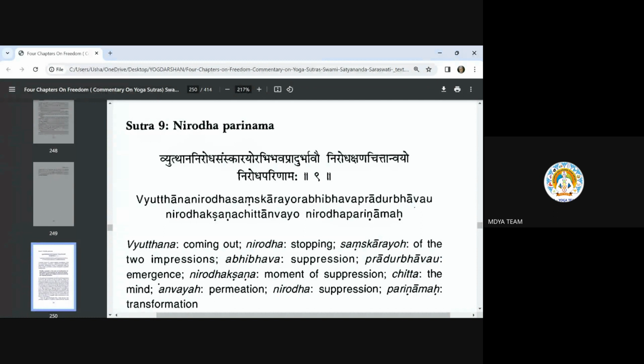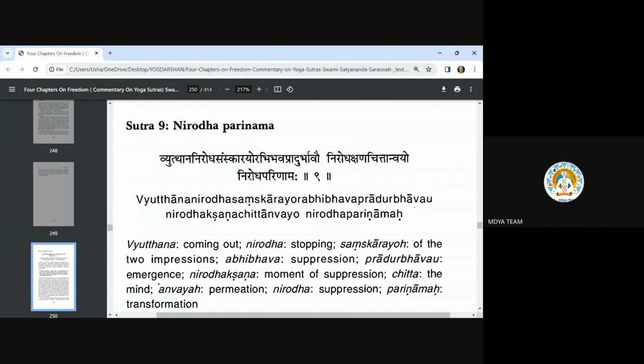Now, the first thing that comes about as a result of sanyama is the nirodha parinama. What is nirodha parinama? The sutra says vyutthana nirodha samskara. Here the samskaras are of two kinds. We know that vyutthana samskaras are the samskaras which do not lead to Samadhi, right? We have understood that in the previous classes.